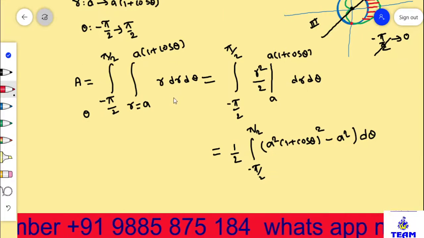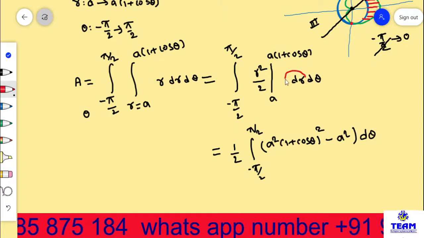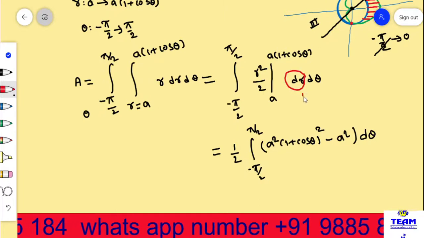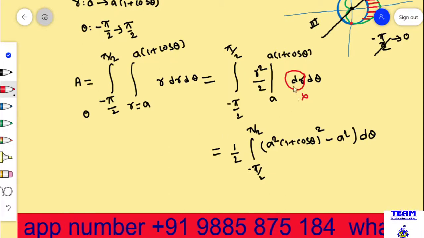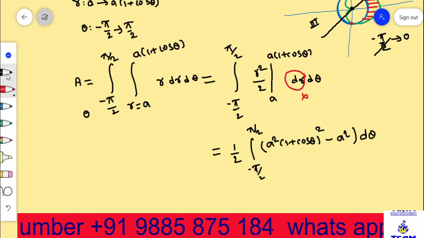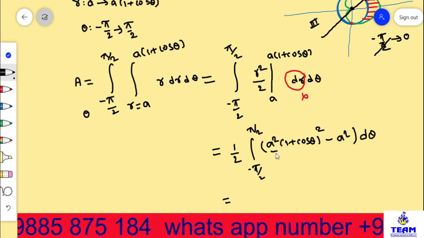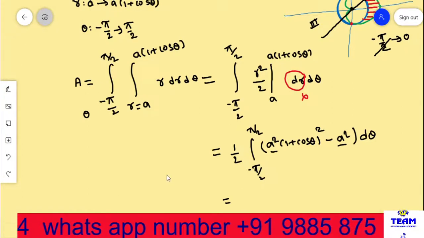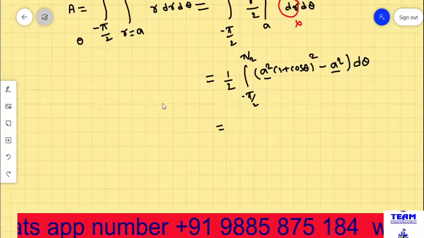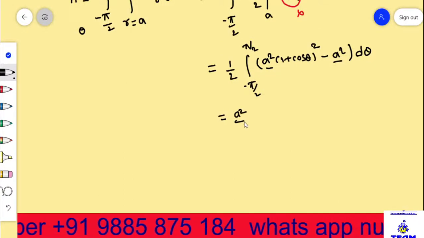See, when you have integrated with respect to R, how can you write dr again? Those who found this mistake are understanding clearly, right? There is no dr. Next one. This is 1 by 2 I have. Friends, you see here you have a square term and here you have a square term, so I can take A square outside. Yes or no? If A square is common, then we will have A square by 2.